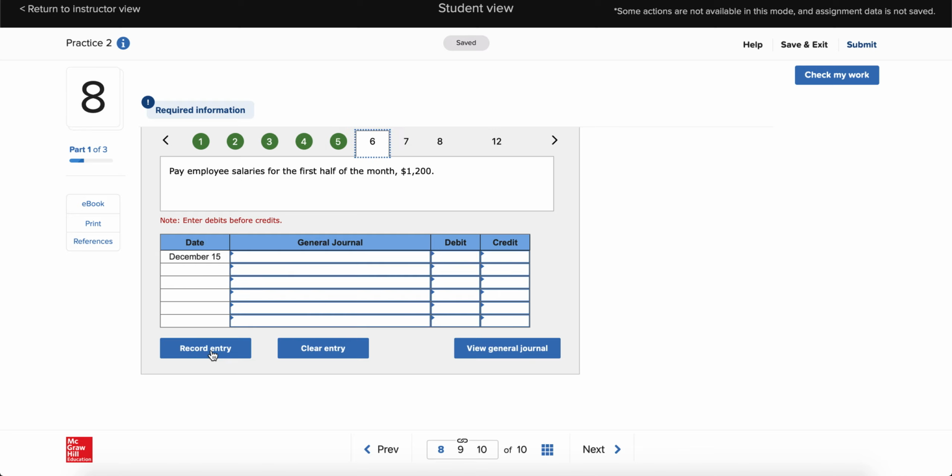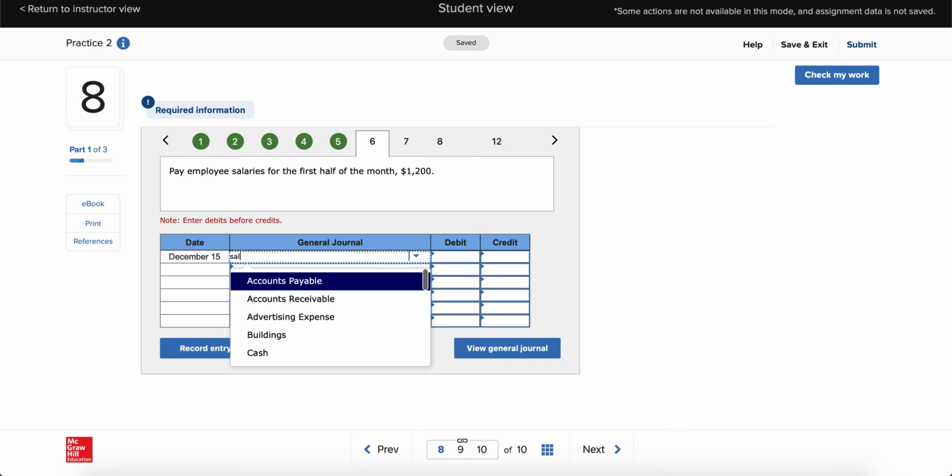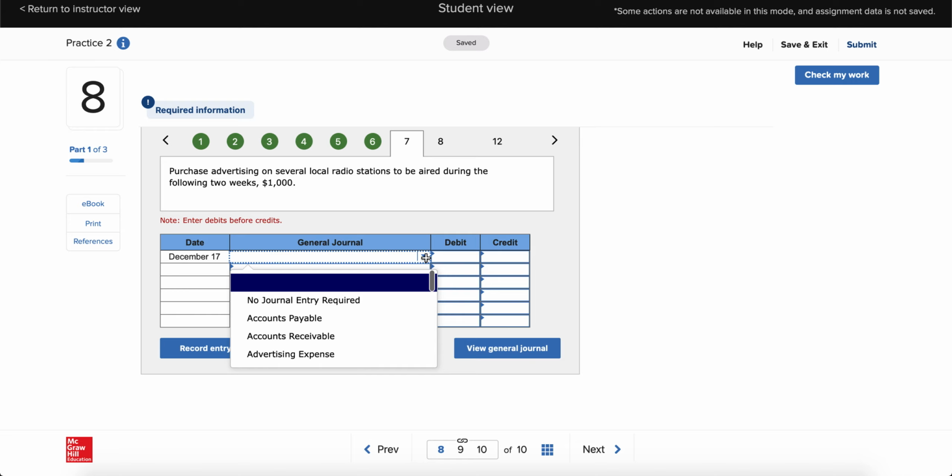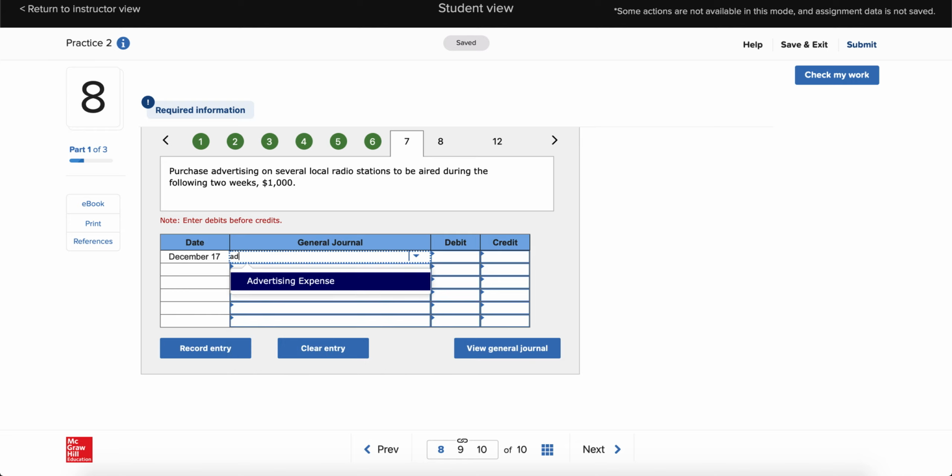Number 6, I pay employee salaries, $1,200, salaries expense, and I pay it, so there's a cash credit of $1,200. Number 7, I purchase advertising on several local radio stations to be aired during the following 2 weeks. So I'm purchasing this. This is going to be for advertising expense.